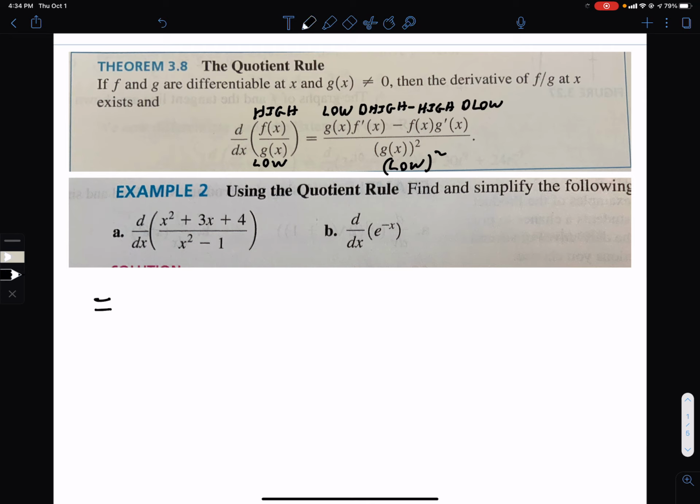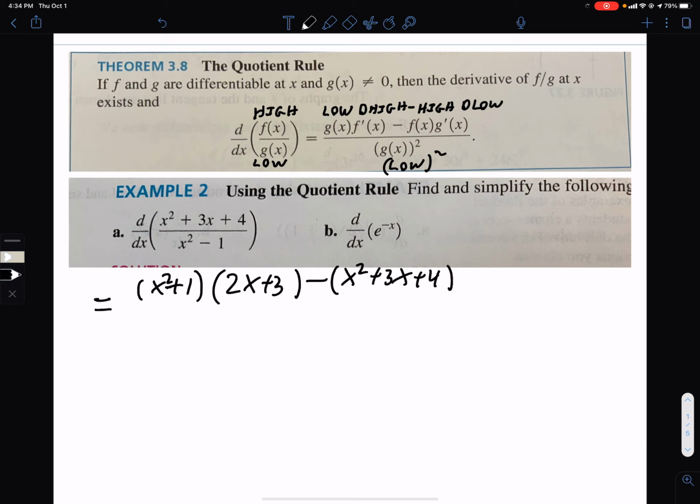So this first one, I need low. Low is x squared plus 1. So I do x squared plus 1. Then I need d high. What's the derivative of that? It's going to be 2x plus 3. Minus high. The high one is this one, so I copy that down. Times the derivative of the low one. I need the derivative of that. I bring the 2 in front, becomes 2x. That's going to be 0. All over low squared.